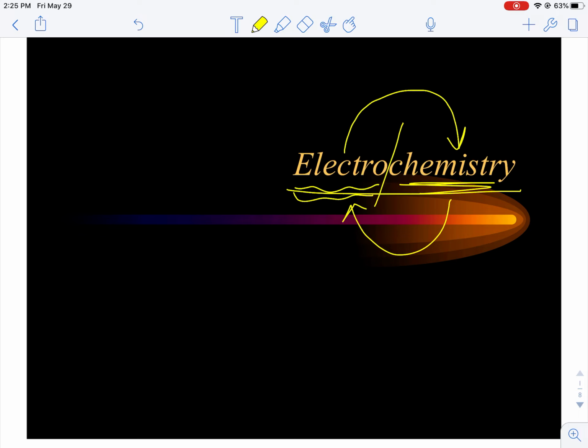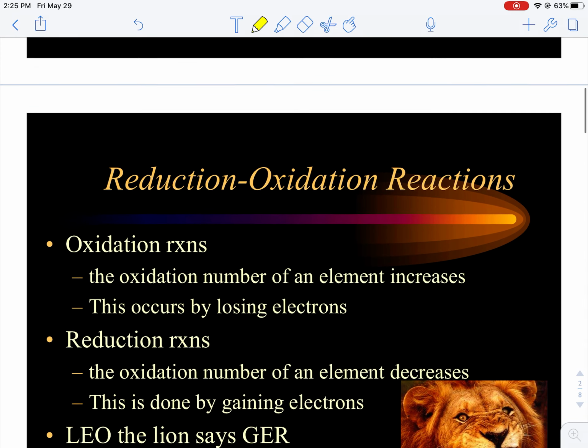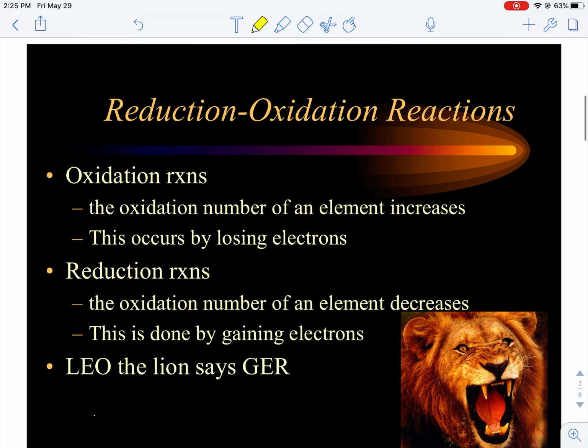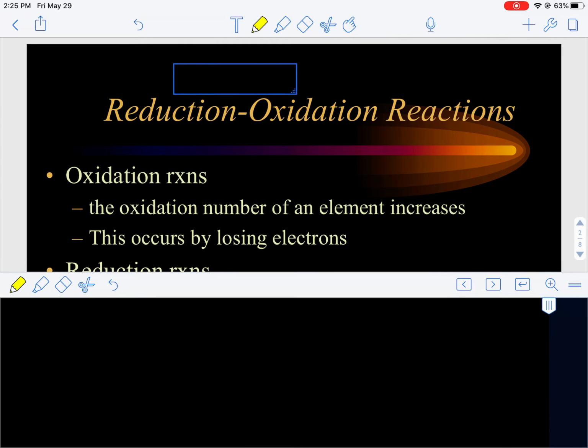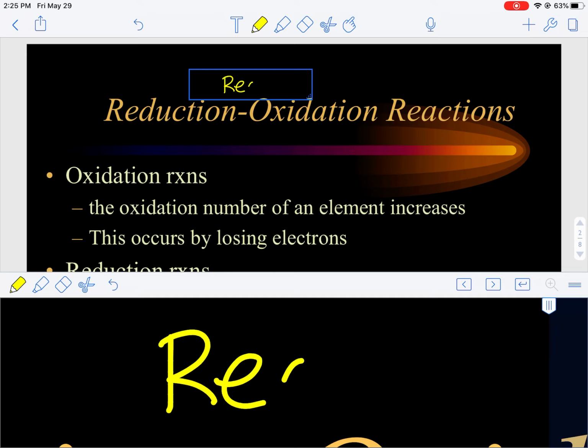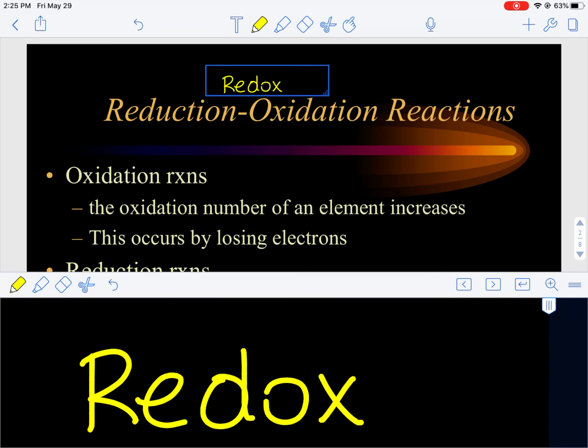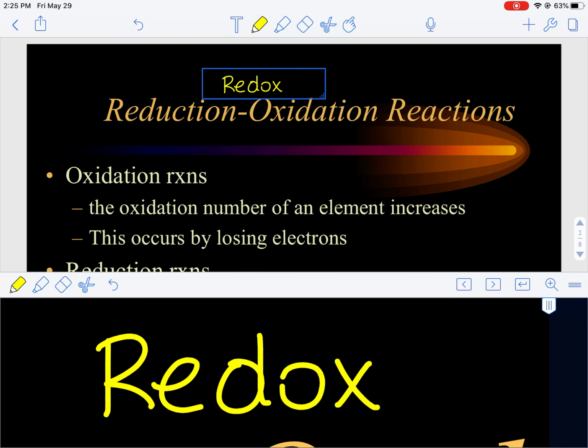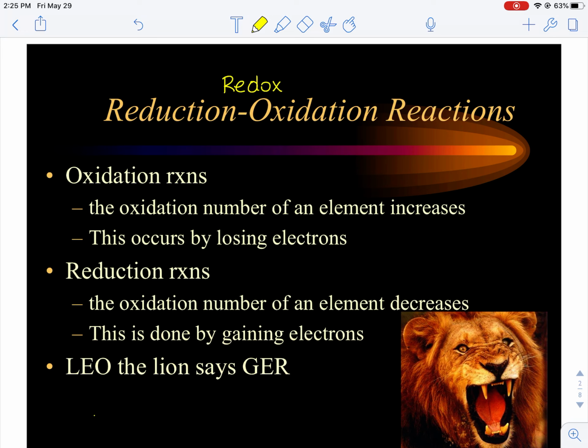Now, before we get to electrochemistry in its bigger sense, we have to take a couple baby steps to get there. We have to know what kinds of reactions are in this field of electrochemistry, and they are reduction-oxidation reactions, or redox reactions. We combine these two words, reduction and oxidation, into one word, redox, because we can't have one without the other. They must happen complementary and simultaneously with each other.